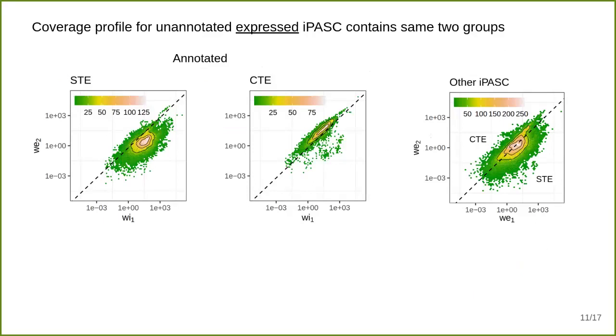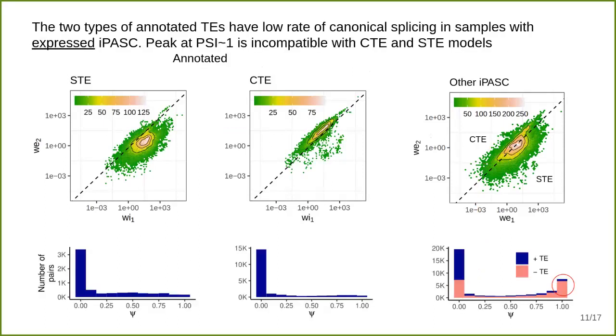Interestingly, coverage profiles for polyadenylation sites that are annotated seem to be a combination of the two groups, which allows us to classify these polyadenylation sites into either CTE or STE. Next, we looked at the rate of canonical splicing for these sites. As expected, annotated sites are characterized by a low rate of canonical splicing.